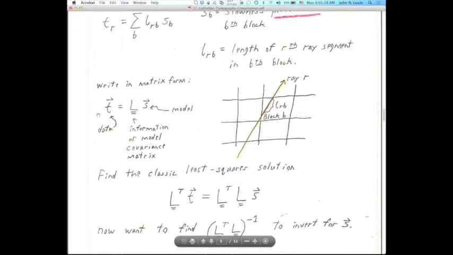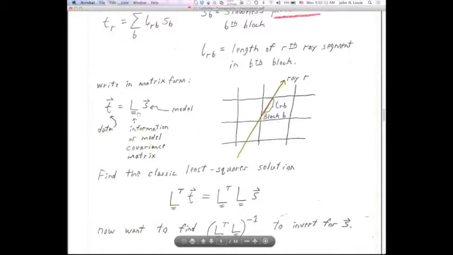where the delays are a column vector t, and they're generated in a forward modeling way by multiplying the information or model covariance matrix, which let's just call it the L matrix, which has the lengths of each ray in each block, and thus is mostly zero for most of the seismological problems that we have.